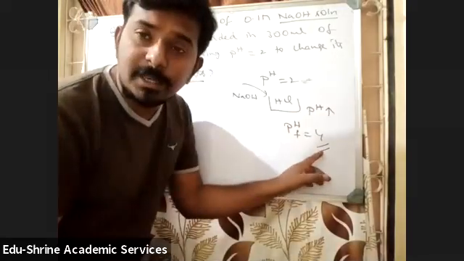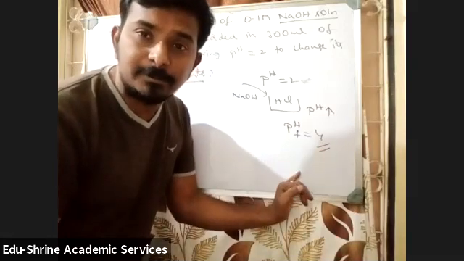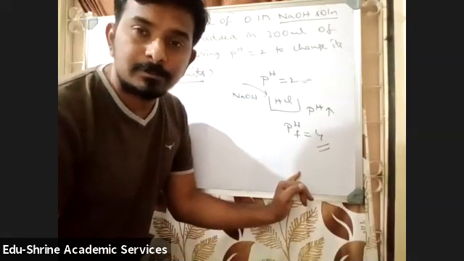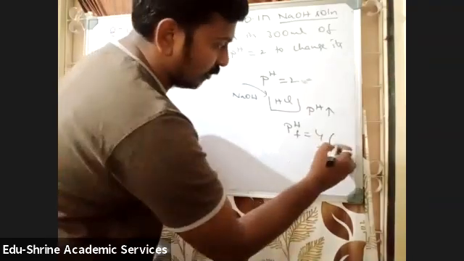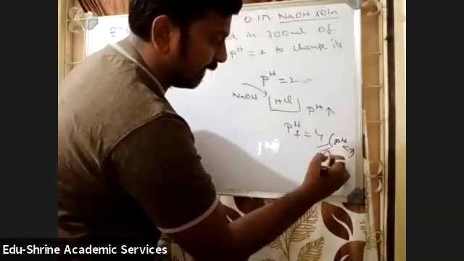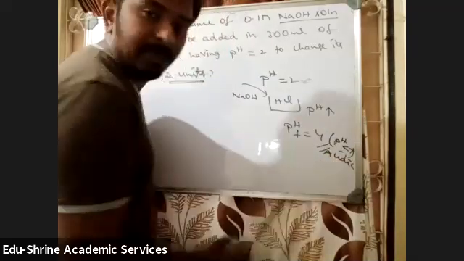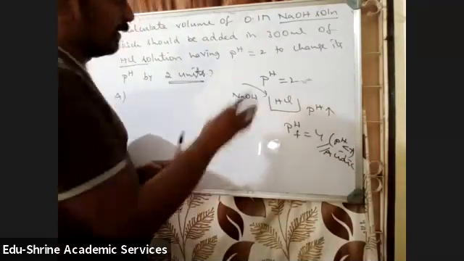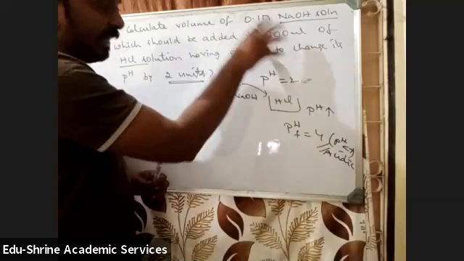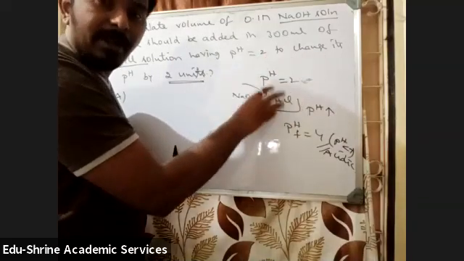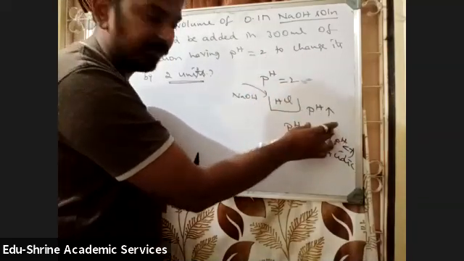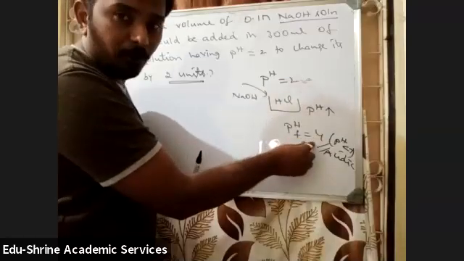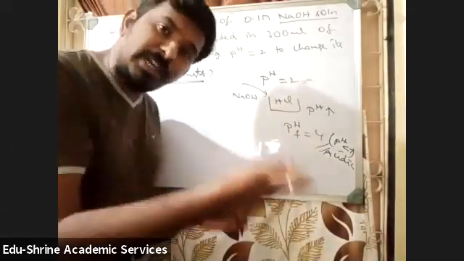pH is 4 means, will the solution be acidic or basic? Acidic, no, because pH is less than 7. So it will be acidic. It will be acidic. Very simple. You are having an acid, you are adding a base to an acid. When you add a base to acid, pH will increase. So from 2 it is becoming 4. Even though it is becoming 4, still it is acidic only.